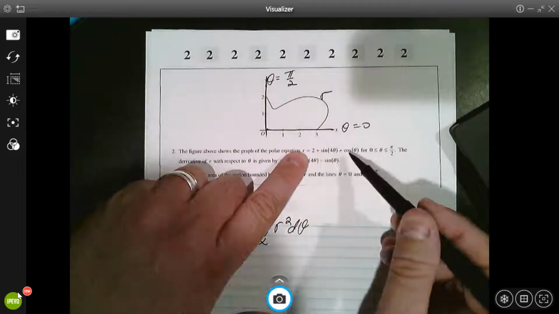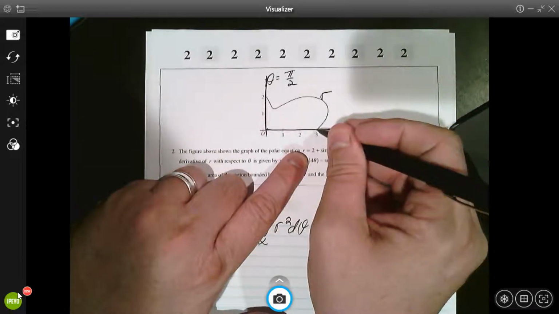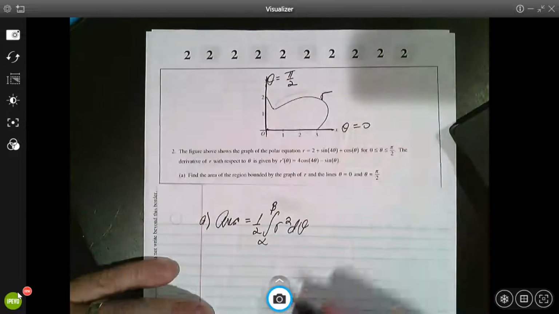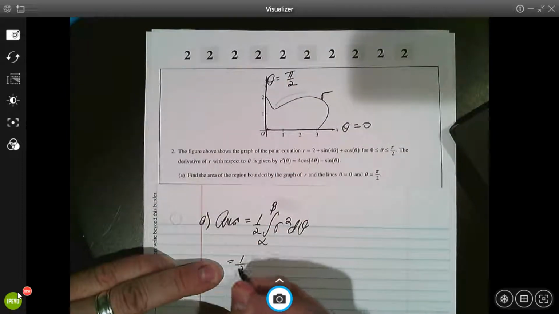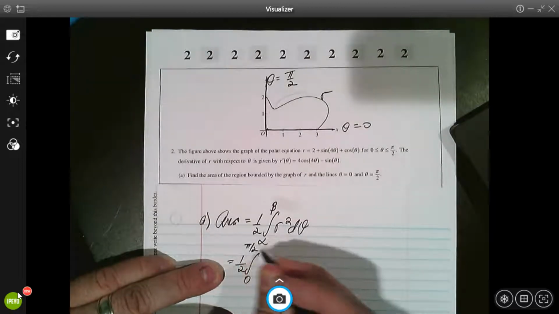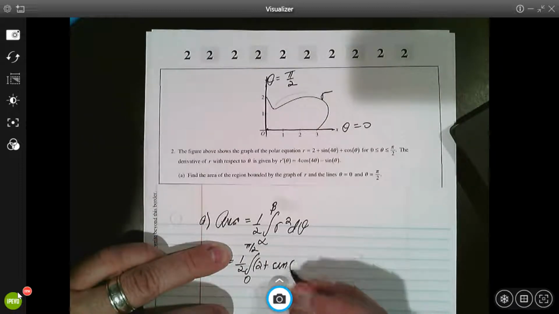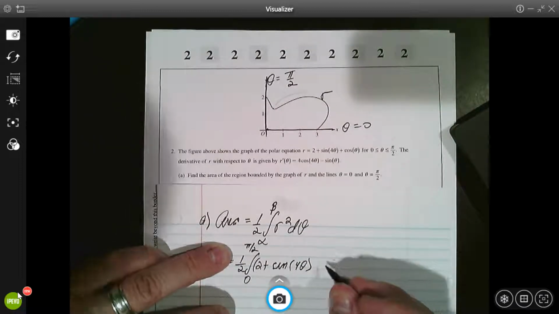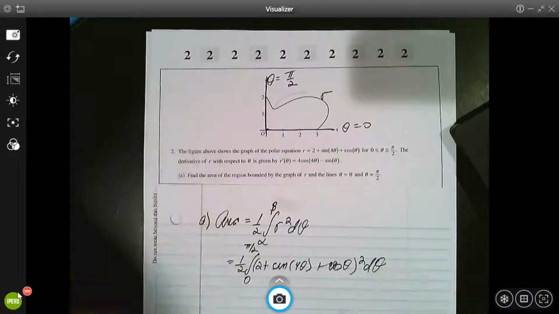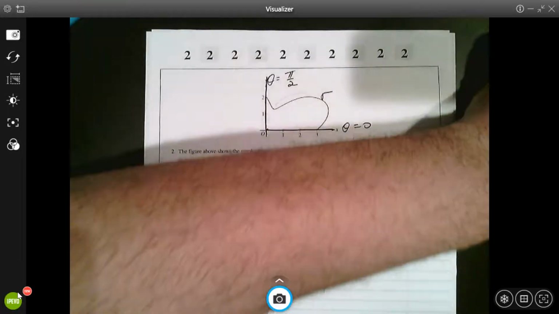And the radius expression that we have here is going to determine the value of the radius as we move from theta equals 0 around to theta equals pi over 2. So all I have to do is find the integral from 0 to pi over 2, and then take your radius expression, 2 plus sine 4 theta plus cosine of theta, the whole thing squared, with respect to theta. Let's go to the graphing calculator.